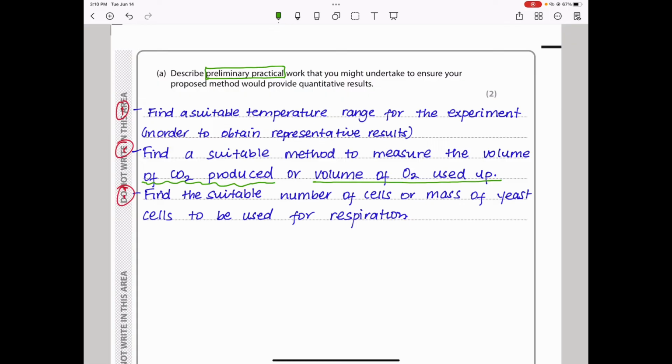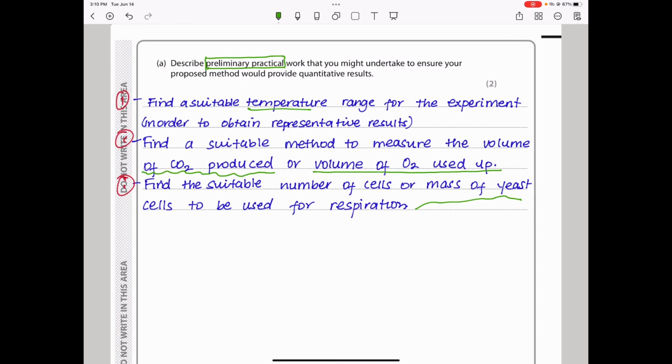Again, this is not the only thing you're going to determine in the preliminary practical work. You might end up doing more than this, but at least you have to put the very significant things. In this case, I put temperature because temperature can govern the rate of respiration. And then I put, of course, measuring the volume of oxygen. That is how you know the dependent variable. And then, of course, the mass of the yeast, because the number of yeast cells that are present is going to greatly determine how much volume of oxygen is used up or how much carbon dioxide is going to be produced.